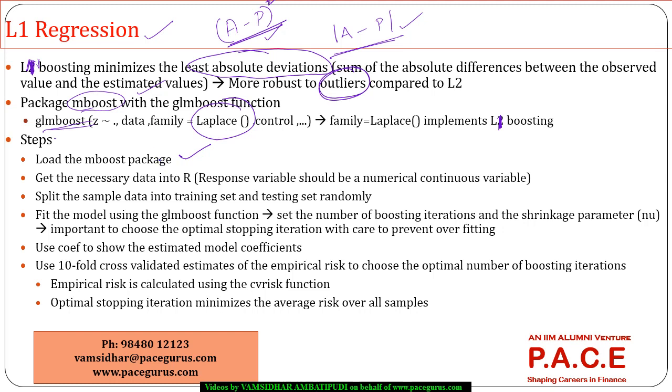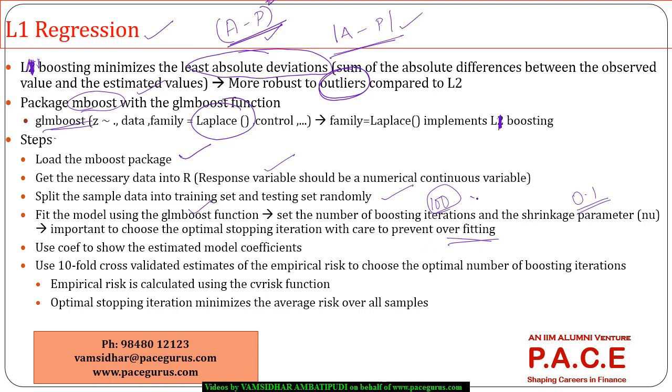We will first read through the steps so that we can go ahead and directly implement. We have to load the package, get the data, training data, testing data, and find the model using the GLM boost function. We have set the boosting iterations as 100 to start with. The shrinkage parameter is the default, 0.1, the new value. So we have to choose these two things so that overfitting can be avoided.